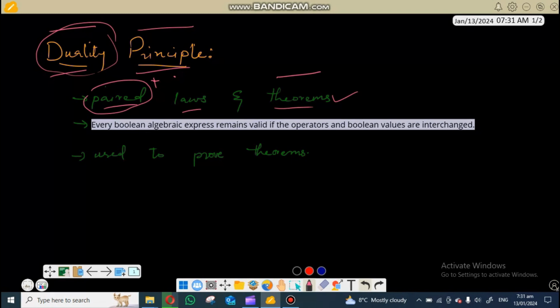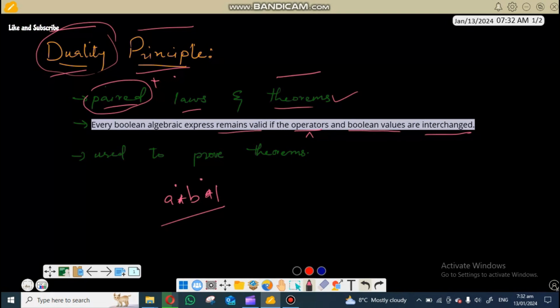Now what does this principle state? It simply states that every Boolean algebraic expression remains valid if the operators and the Boolean values are interchanged. He is trying to say that if you have an expression, for example a plus b plus 1, it will remain valid even if you interchange the operators. It means you convert this plus into dot and this plus into dot; that's what we mean by interchanging the operators.